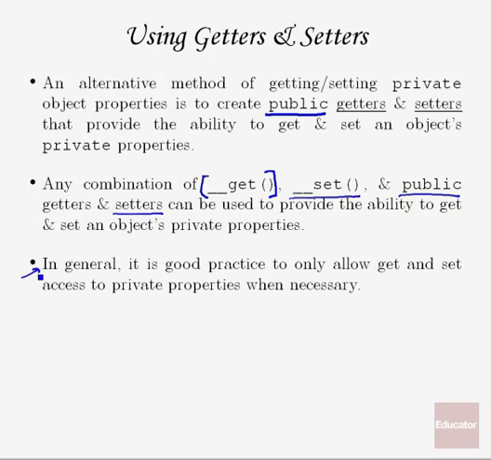And I just want to mention that in general, it's good practice to allow other code to only be able to get and set private properties when it's necessary. Let's say you have a class with 10 different properties. You could provide a setter method called set x, with x being the name of the property, that would take a value for all 10 of your properties. But unless you really need the other code to be able to do that, you don't want to do that.